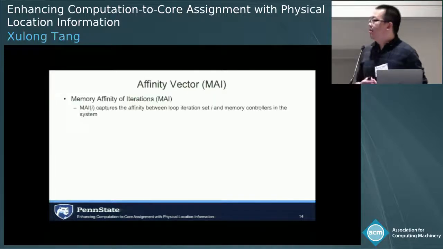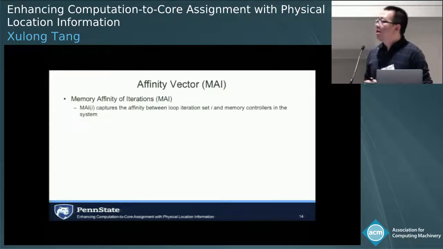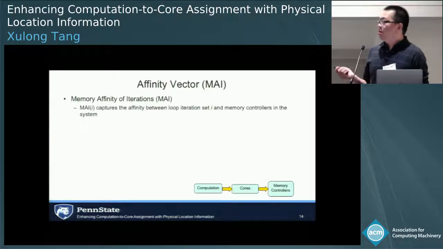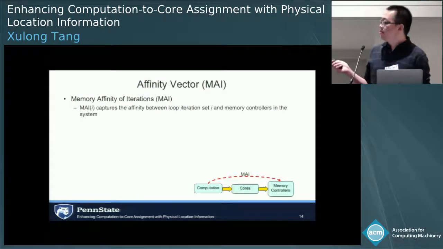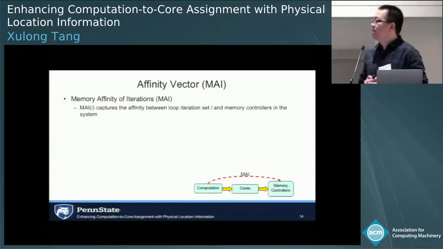The first affinity vector we define is called the memory affinity of iterations. It basically captures the affinity between loop iteration sets and the memory controllers in the system. Recall the figure I just showed in the target slide. This MAF vector captures the affinity between the computation and the corresponding memory controllers in the system.